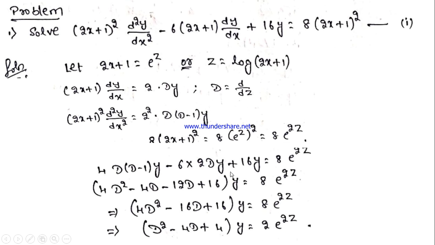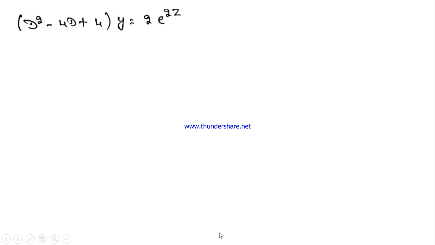Now just take this y out and simplify that. You can note your differential equation is (D square minus 4D plus 4)y equal to 2 e power 2z. It's a differential equation with constant coefficients. Let me solve this equation. Though we know this, let me solve it step by step.